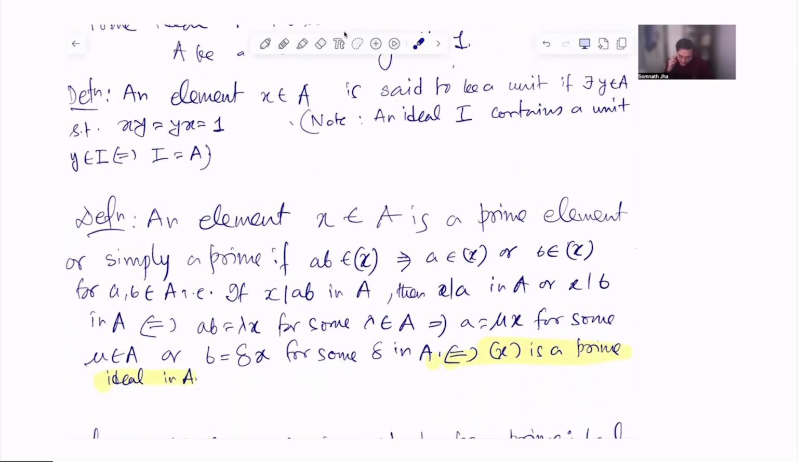An element P is said to be a prime element, or simply a prime, if P divides AB implies P divides A or P divides B. Equivalently, the ideal generated by P is a prime ideal. An ideal is called a prime ideal if AB belongs to that ideal implies A belongs to that ideal or B belongs to that ideal. Or equivalently, A mod I is an integral domain.